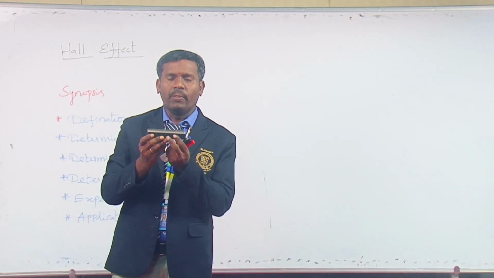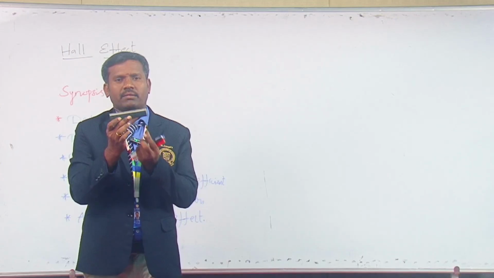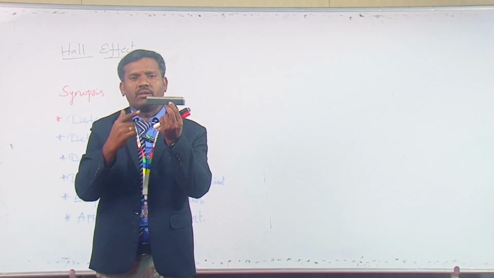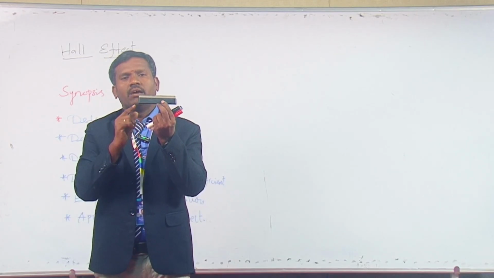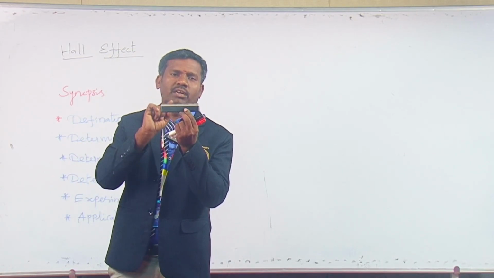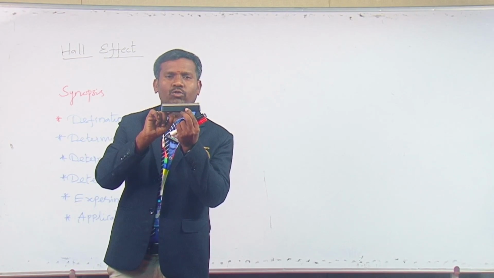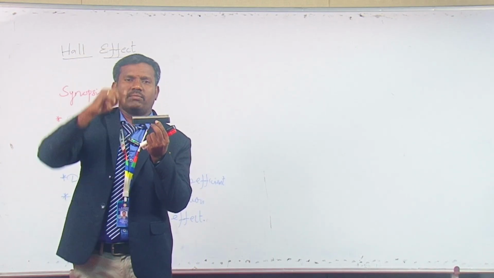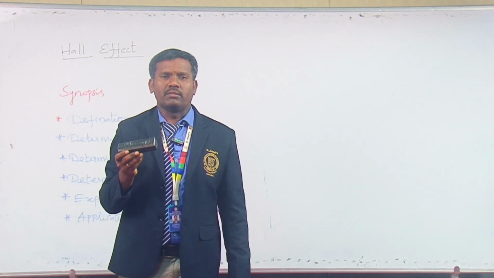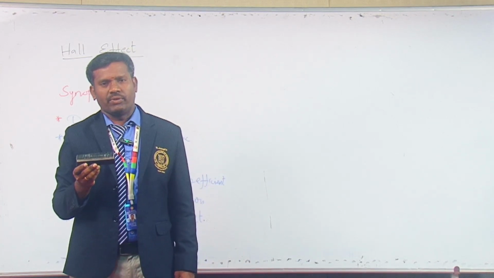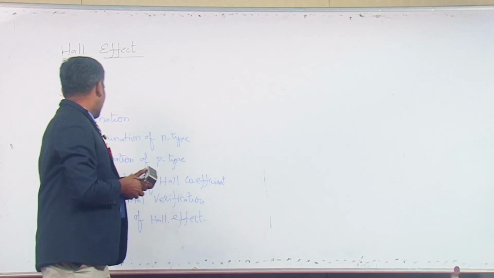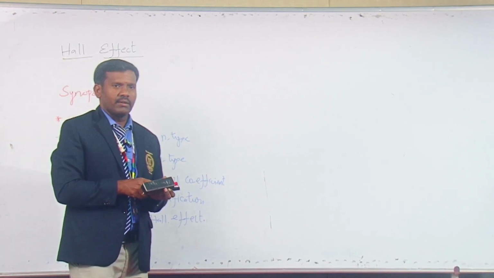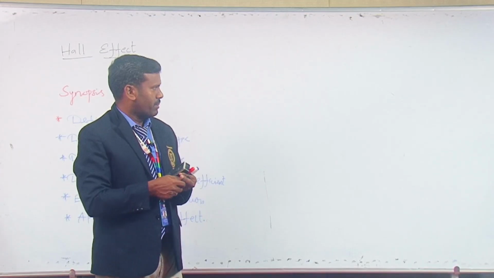So once again, this is a semiconducting material, the current is carried in the x direction, and the magnetic field is along the z direction. Inside the semiconducting material, a potential difference appears perpendicular to both current and magnetic field, which means the y direction. This effect is called the Hall effect. Right. Second one, we have to find the determination of N type semiconductors.